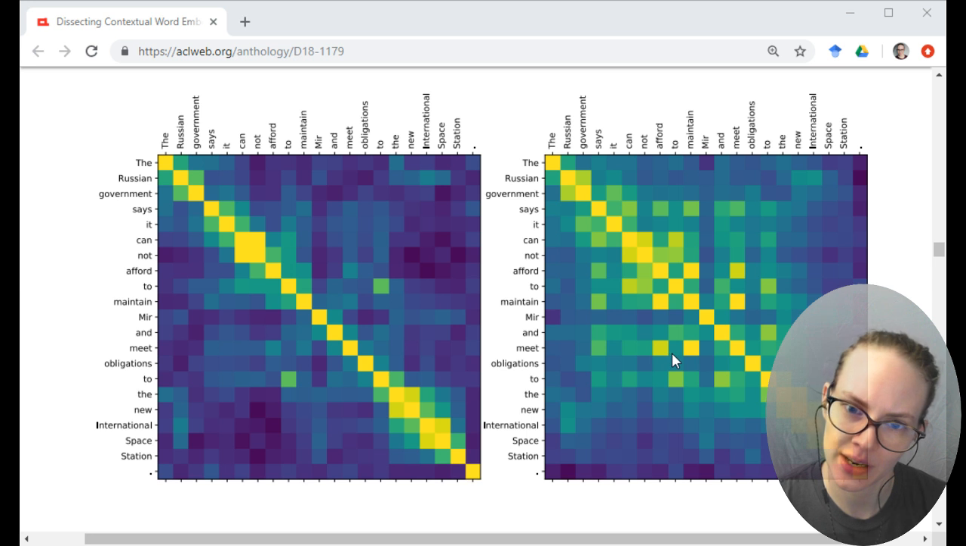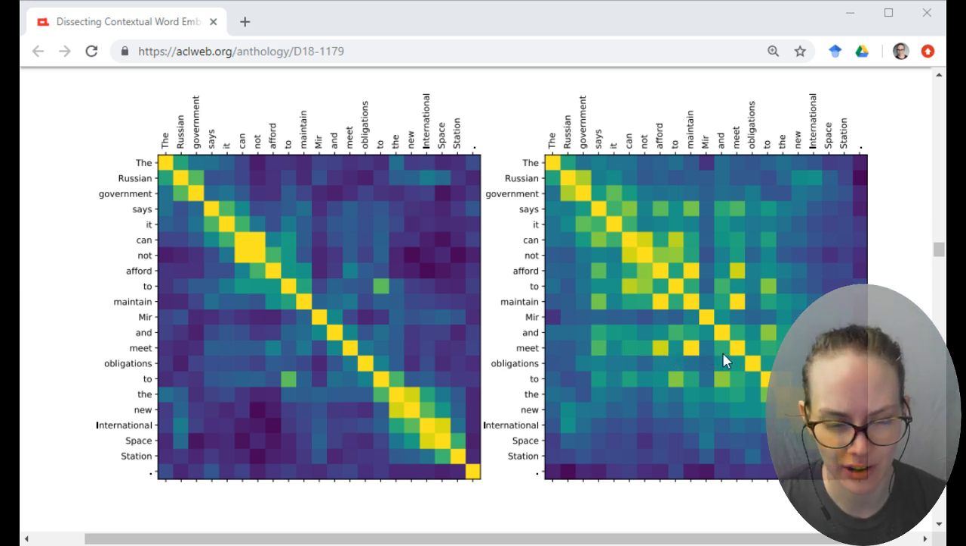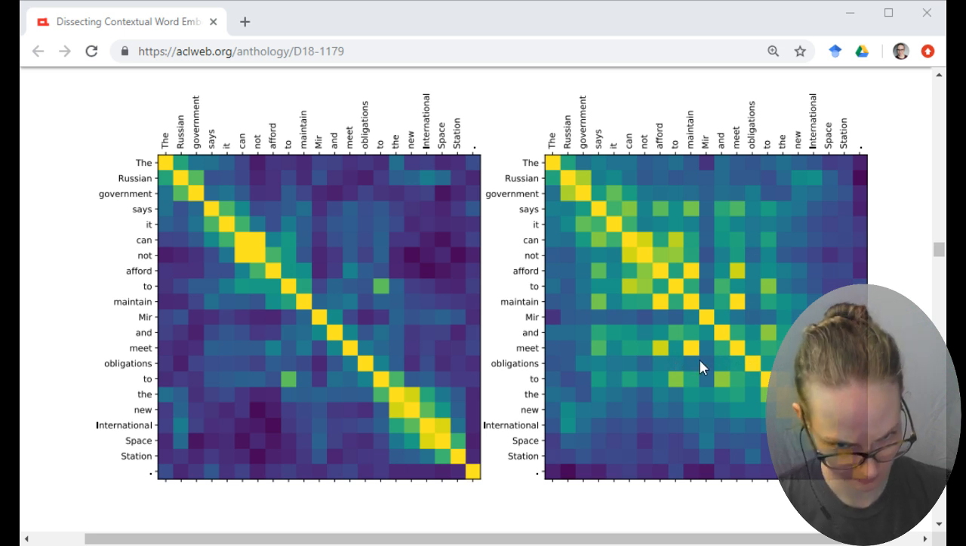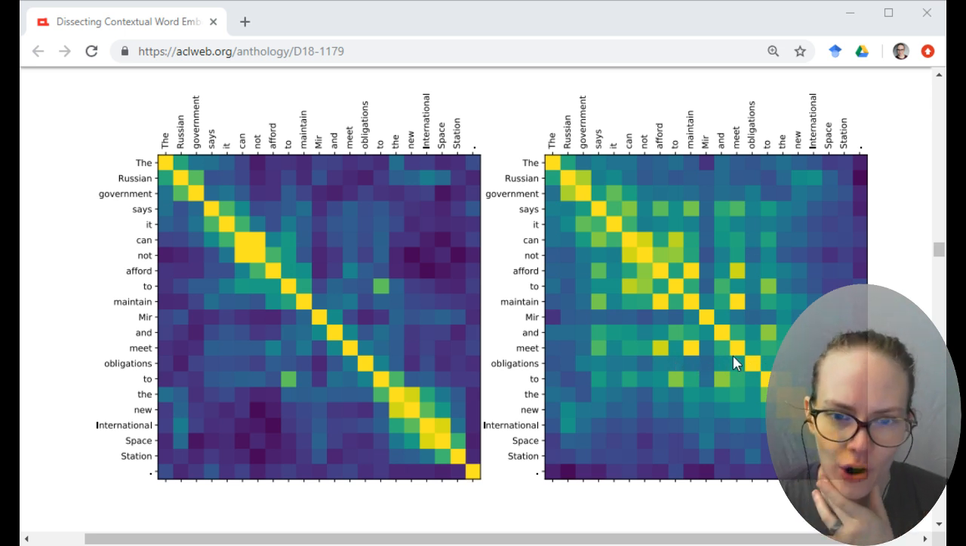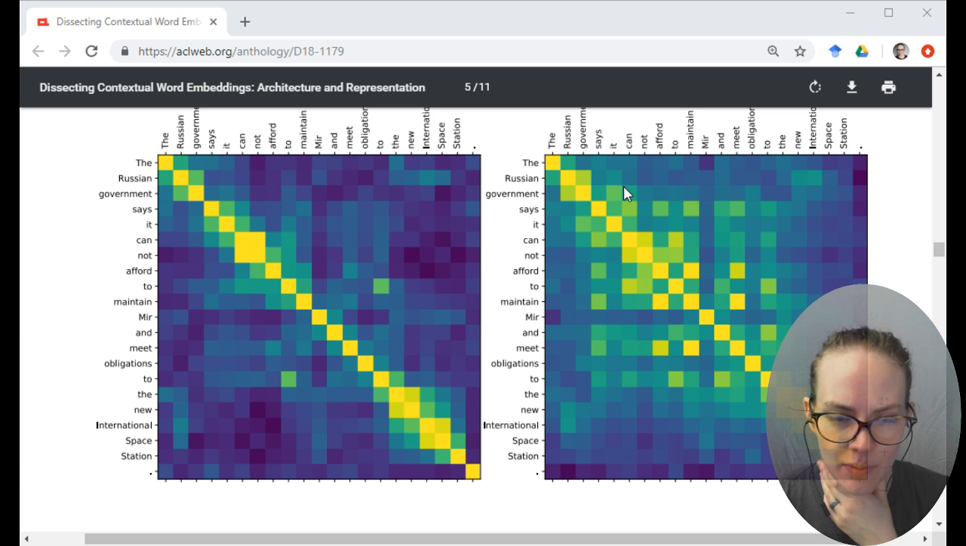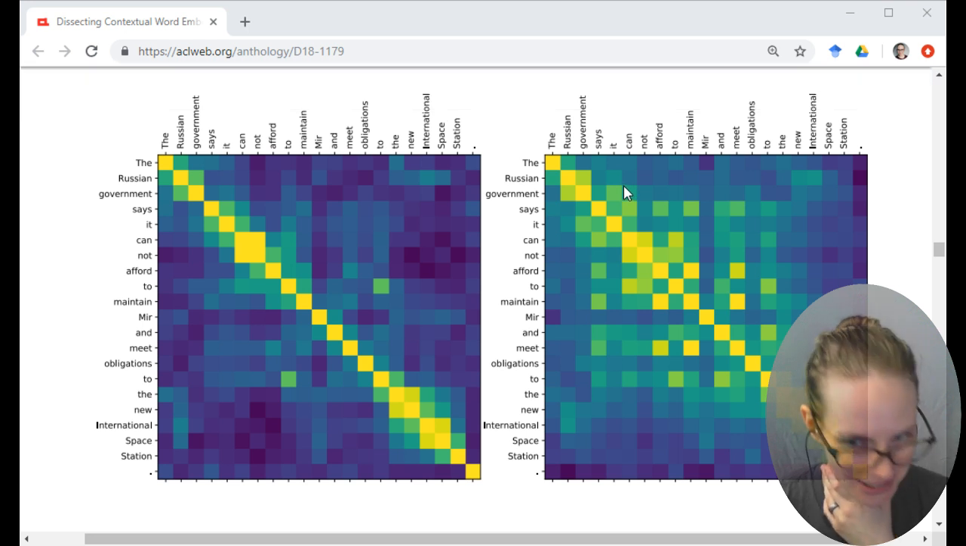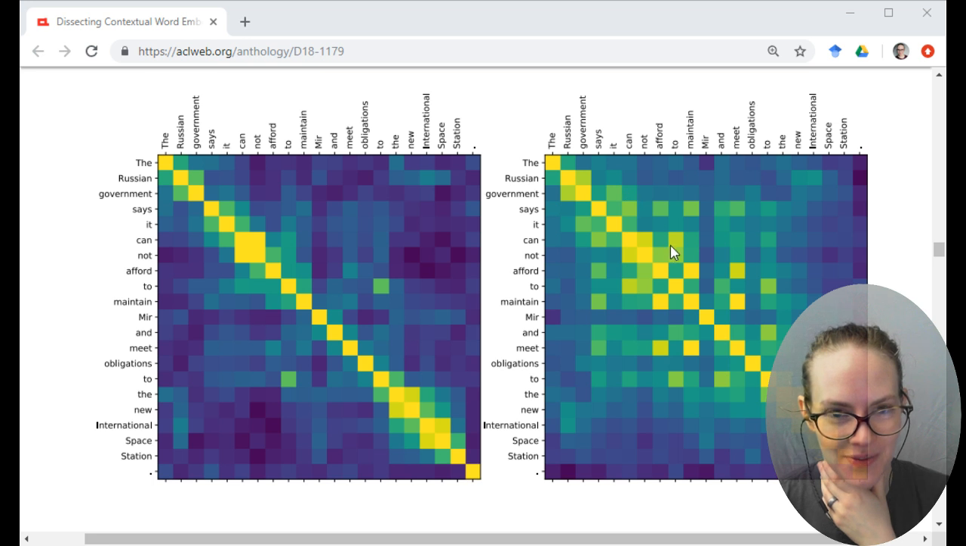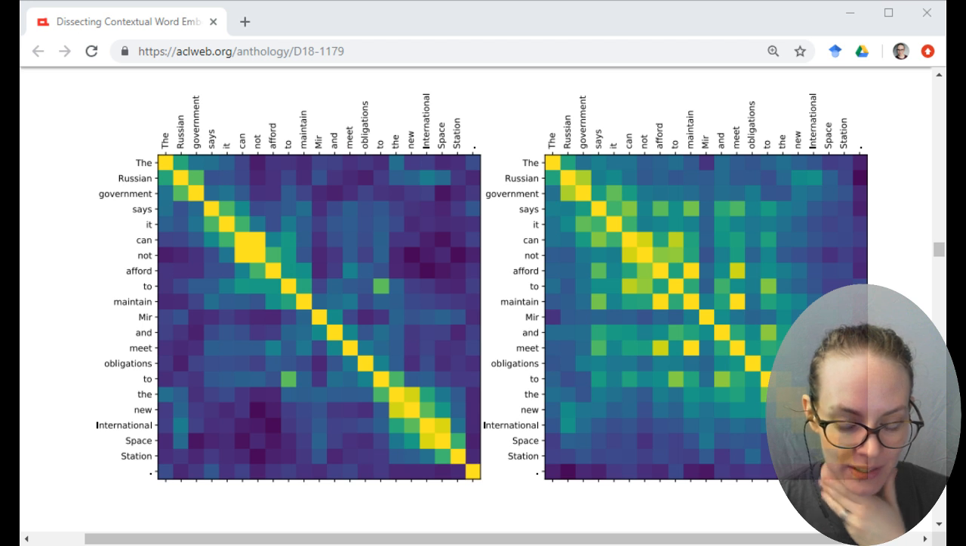And then also maintain, afford, and meet also have a fairly high cosine similarity to each other. Excuse me. And they are all verbs. Says is a verb, afford, maintain, and meet. I think those are all, oh, sorry, can. Says, can, afford, maintain, and meet are all the verbs. Can is a little bit weird because there's a name for the type of verb that it is, and I do not remember what it is. It's an auxiliary, but it's something specifically.